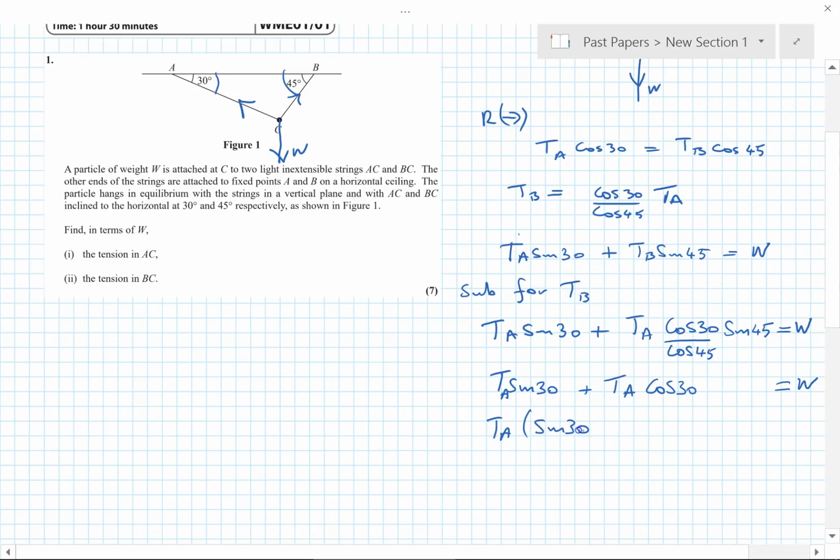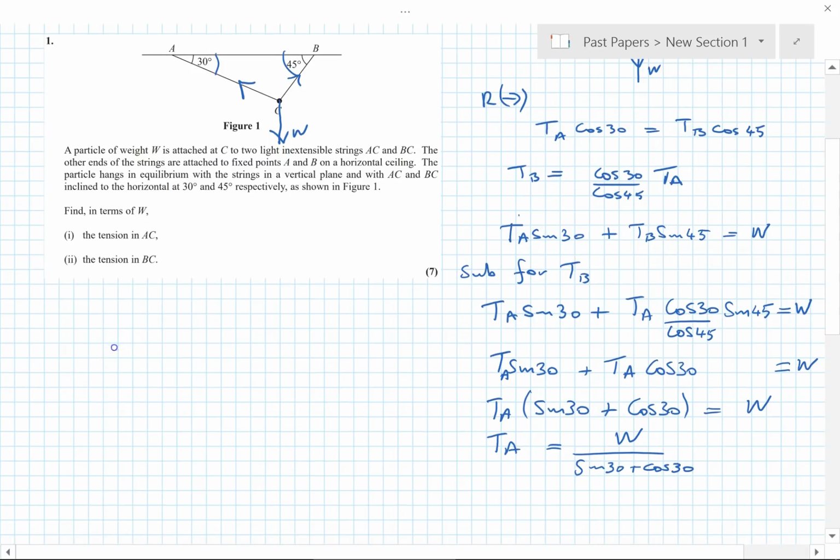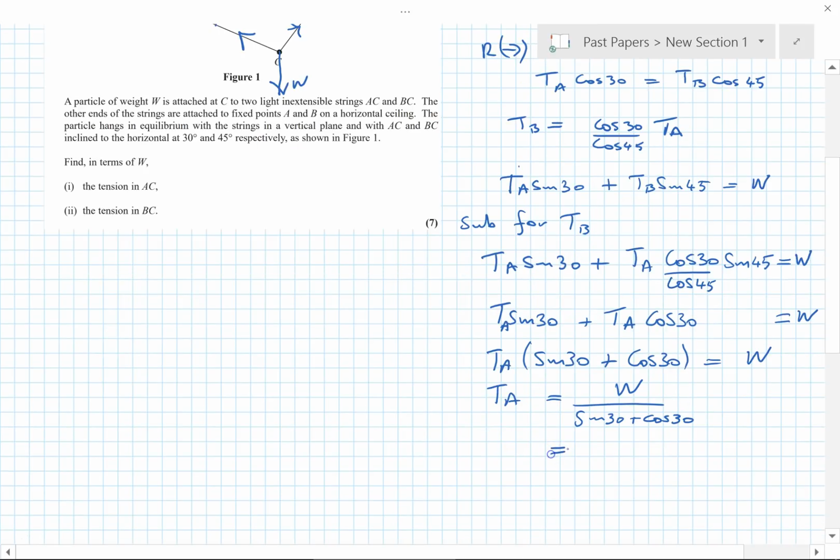So we can say, sine 30, let's take TA out as a factor, plus cos 30 equals W. So TA is equal to W over sine 30 plus cos 30. I don't think I've got anything to prove now. Obviously we could work with surds and without a calculator, but if we sub in 1 over sine 30 plus cos 30 on the calculator, you get the exact answer of minus 1 plus the square root of 3 W. They did accept decimals, of course, so that you could have had 0.732W or 0.73W.